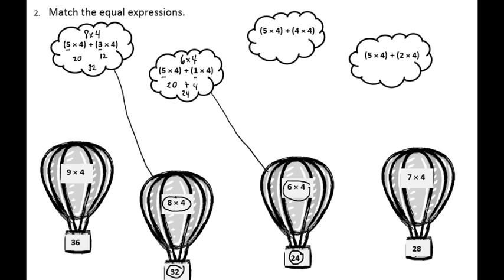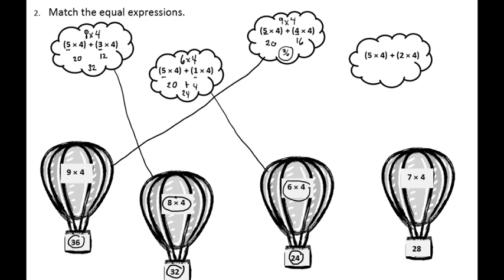Here I have 5 times 4 again, which is 20, and 4 times 4, which is 16. Since I took 5 times 4 and 4 times 4, I can show that as 9 times 4. And 20 and 16 together make 36. And I look for the balloon that shows that. 9 times 4 is 36.